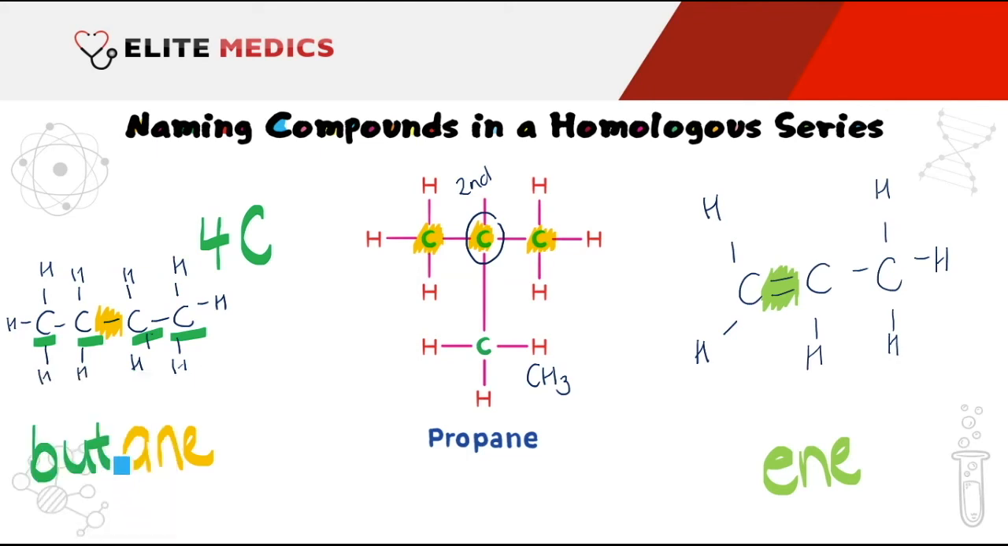Now the next thing I want to know is how many carbons are present. We've got 1, 2, 3, and if I know anything about my prefixes, I know when I have 3 carbon atoms present, it's going to be a prop, propene. And this is just how you approach trying to name these very simple molecules.